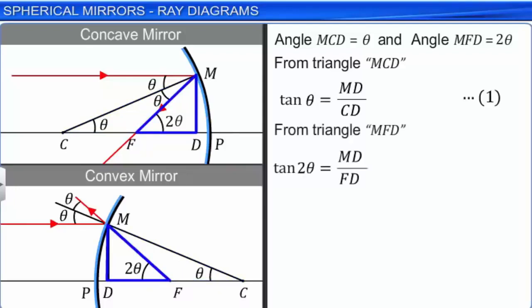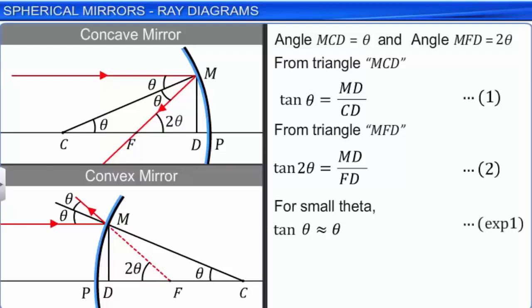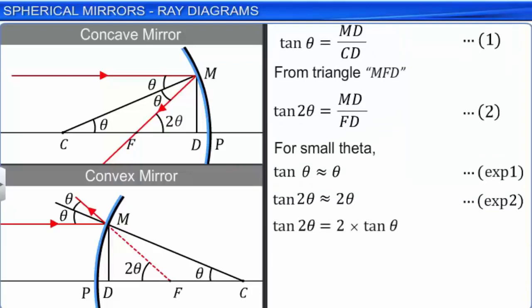For paraxial rays, theta is small and hence we can write tan theta is approximately equal to theta. Let this be expression 1. And tan 2 theta is approximately equal to 2 theta. Let this be expression 2. From expressions 1 and 2, we can write that tan 2 theta is equal to 2 into tan theta. On substituting the values of tan theta and tan 2 theta from equations 1 and 2, we get MD by FD is equal to 2 into MD by CD, or CD is equal to 2 into FD. Let this be equation 3.